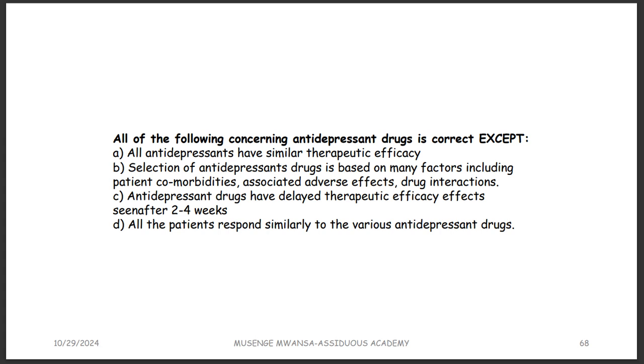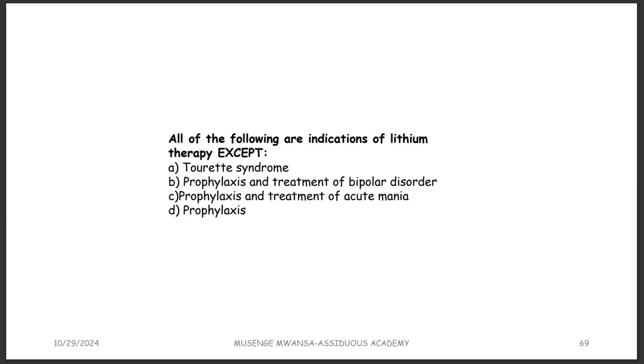Okay, I can start with this one. So D, not all patients respond similarly to all the types of antidepressants. But then all antidepressants have got similar therapeutic efficacy. And depending on the comorbidities, other conditions that the patient has, you can decide to give them one drug over the other. And antidepressants have got a delayed therapeutic efficacy effect. That's why you give some which are a bit faster.